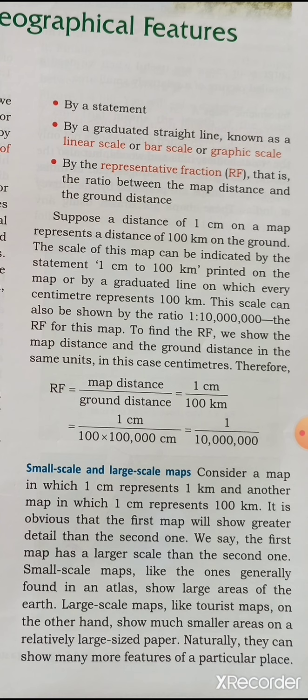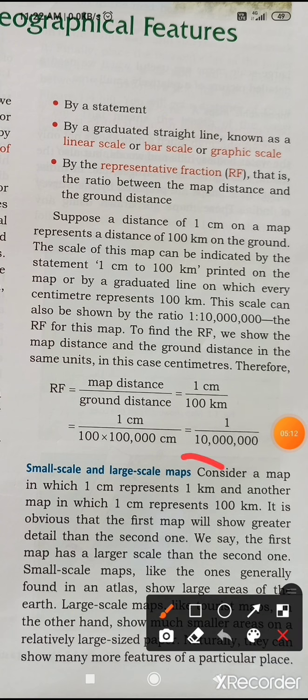Why? Because it is only 1 kilometer. It means 1 kilometer is shown in 1 centimeter, so they can show more details. And 100 kilometer means now they have to show fewer things. They have to skip more to show it in 1 centimeter. So I hope you have understood what this line means.